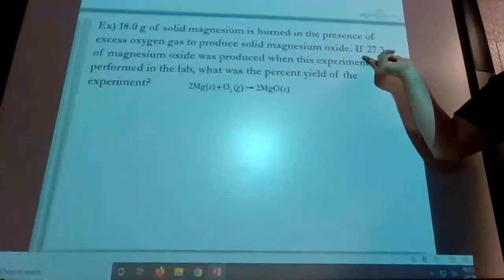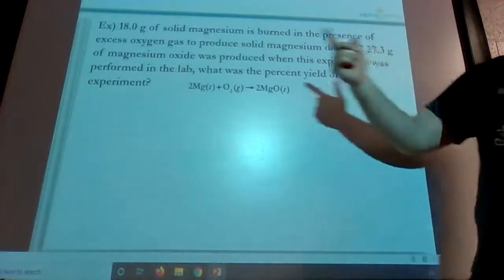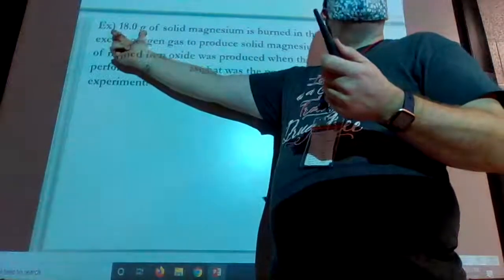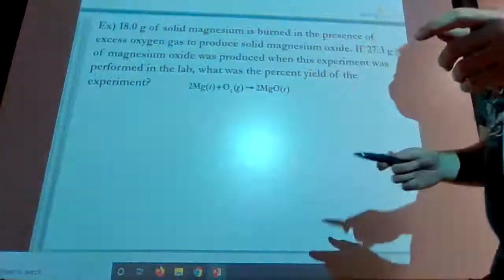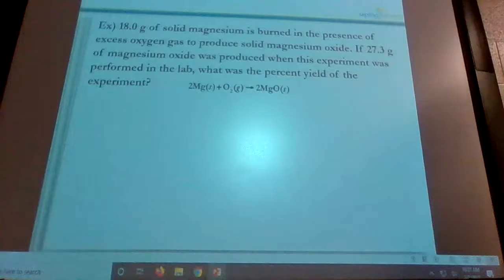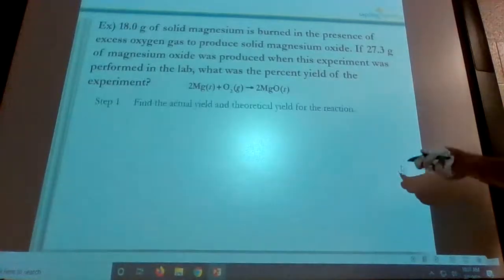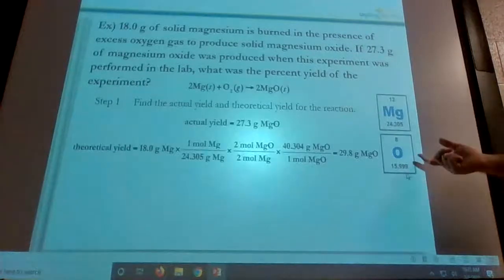So the thing that they give you is going to be your actual yield. I need to calculate my theoretical yield, what I would get on paper. And so I'm going to go ahead and do that. I'm not going to do it on the board because I want to save a little bit of time. But they're going to set it up the same way that we did it.